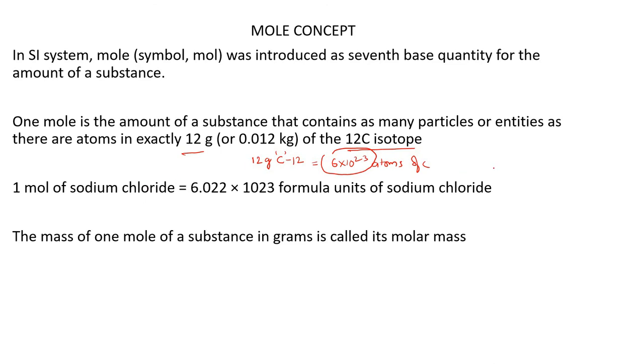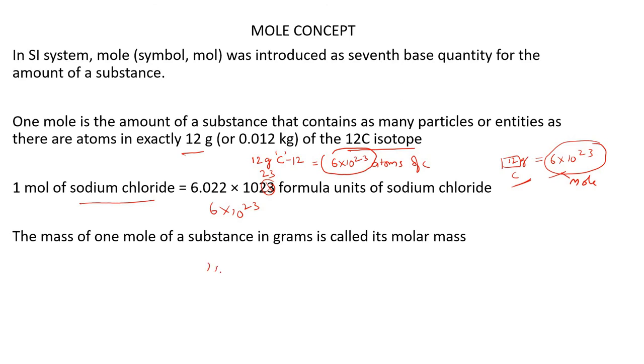I have taken 12 grams of carbon. It has 6 into 10 to the power of 23 atoms. This is the reference for us, because 12 grams of carbon contains 6 into 10 to the power of 23, which is taken as a mole. Now, one example: 1 mole of sodium chloride contains 6 into 10 to the power of 23 formula units of sodium chloride.